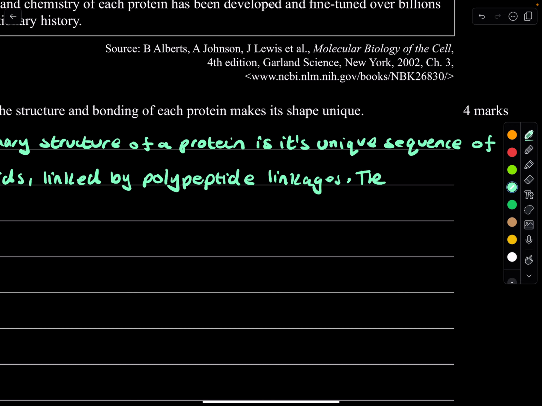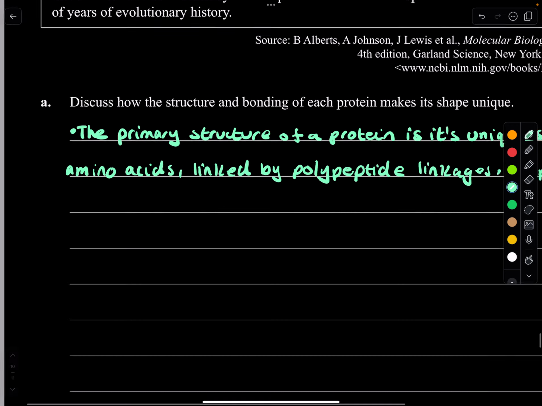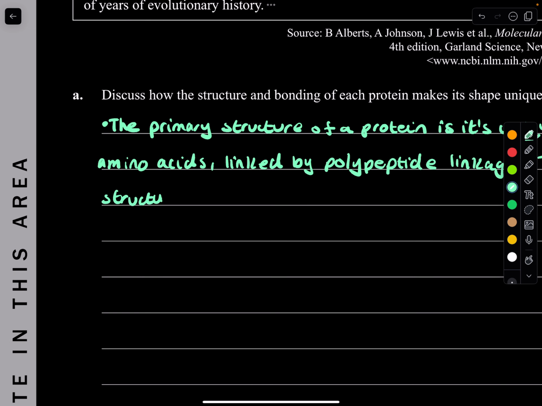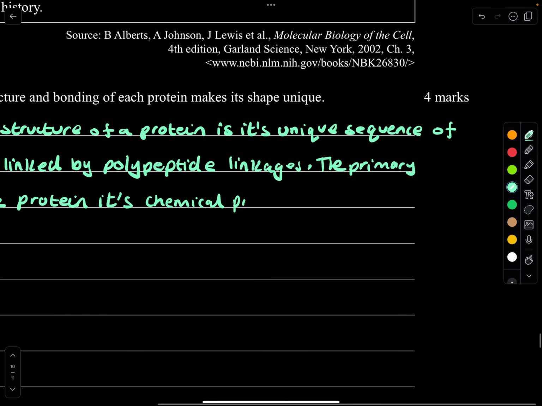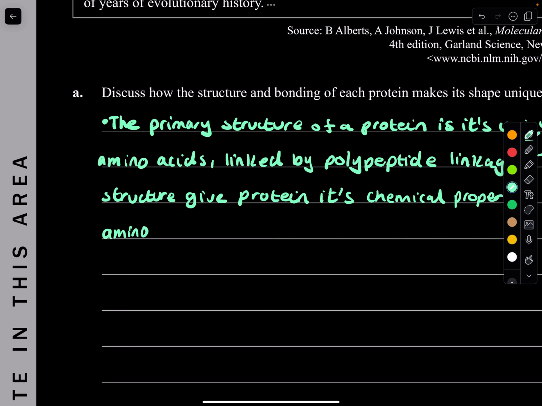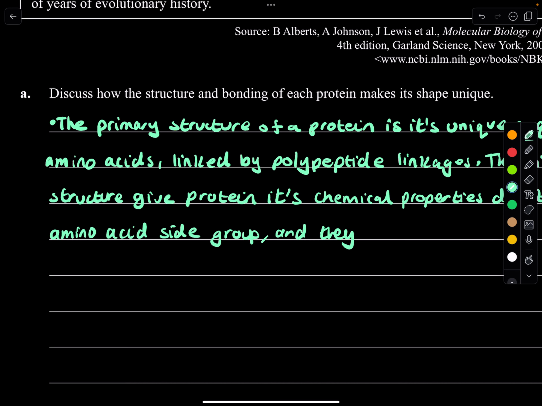We know that the primary structure gives proteins its chemical properties due to the amino acid groups, so side groups. And those side groups also influence the folding of a protein. They influence the folding.